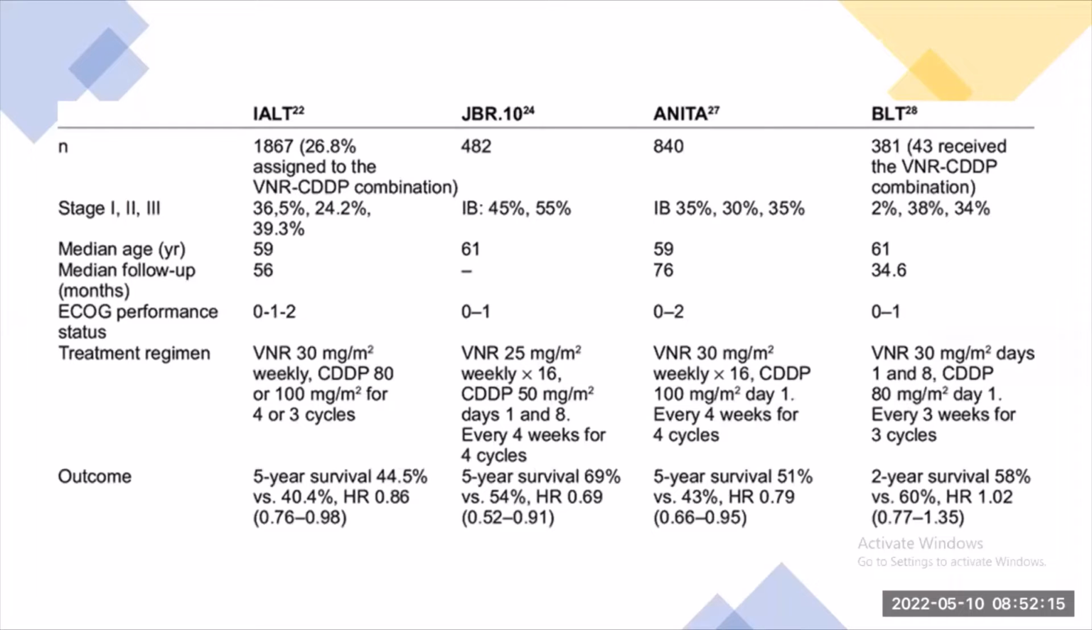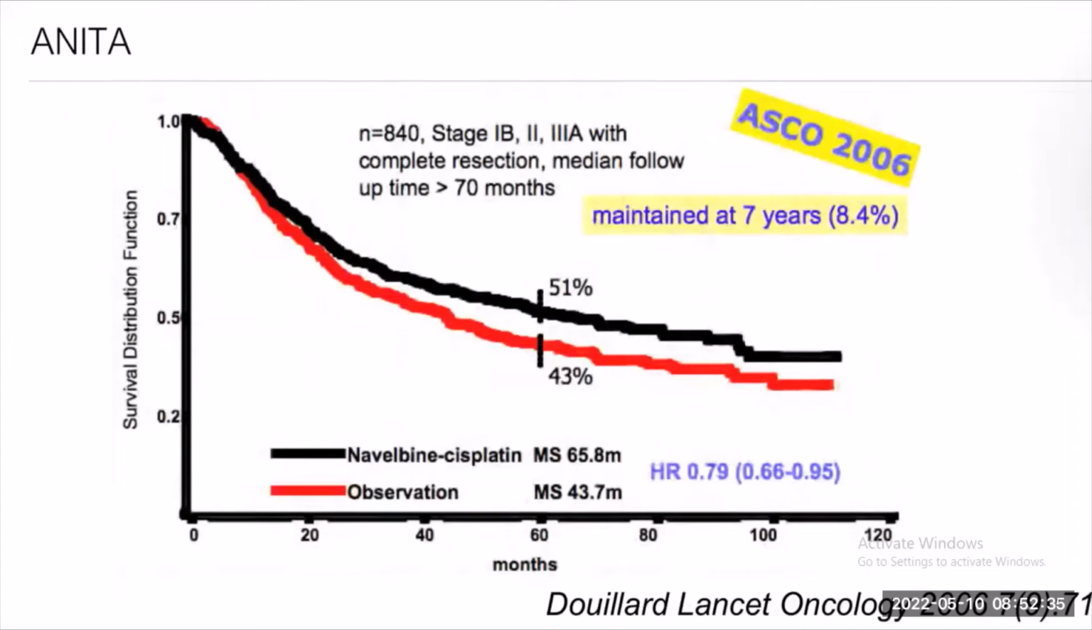Usually, ECOG 0 to 1, majority had 0 to 1. And majority used cisplatin and vinorelbine as their chemo regimen of choice. And majority of them gave a 5-year survival benefit of somewhere around 5 to 11%. ANITA gave a 5-year OS rate of 51% versus 43%, and it was maintained till 7 years again.